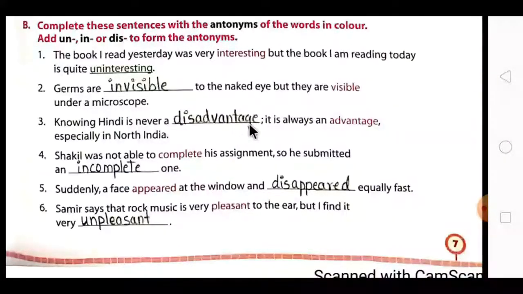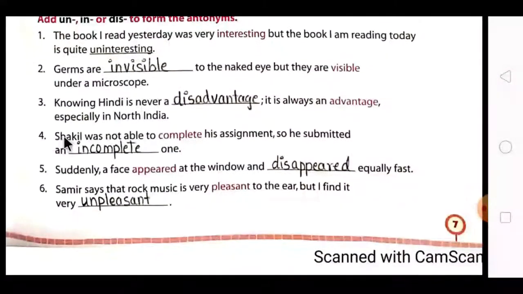Now the third one is, knowing Hindi is never a disadvantage. It means here the blank is given over here. It is always an advantage, especially in North India. So what will be the antonym of advantage? It will be disadvantage. Then the fourth one is, Shakil was not able to complete his assignment, so he submitted an dash one. Now you have to write the antonym of complete, that is incomplete.